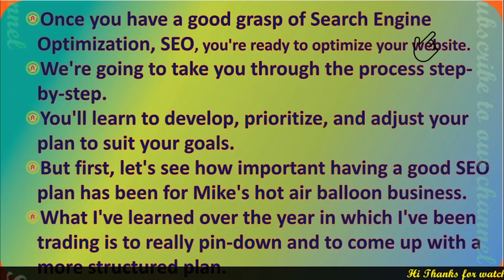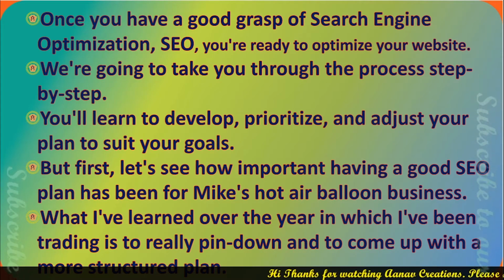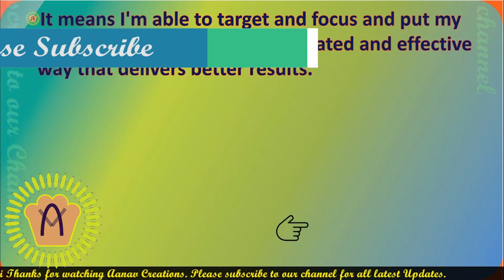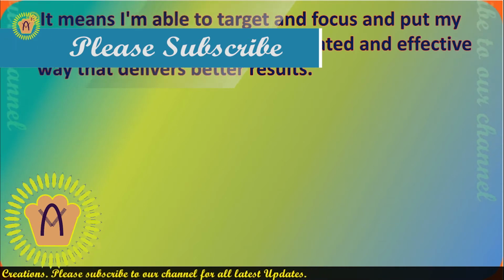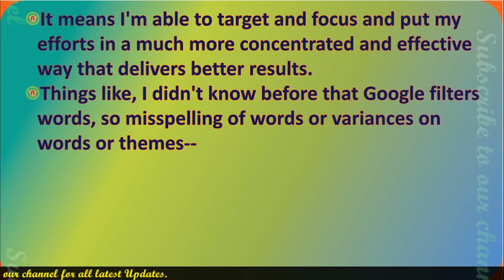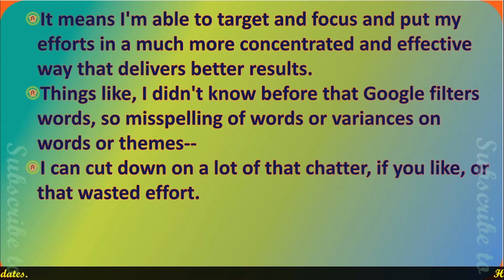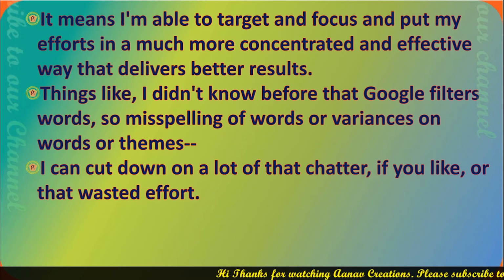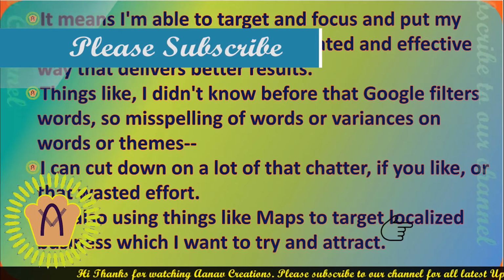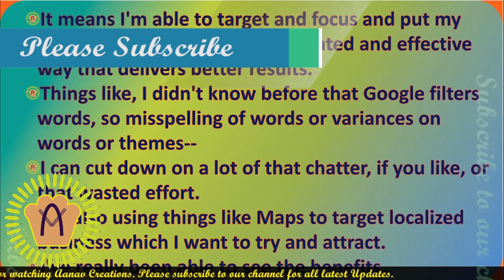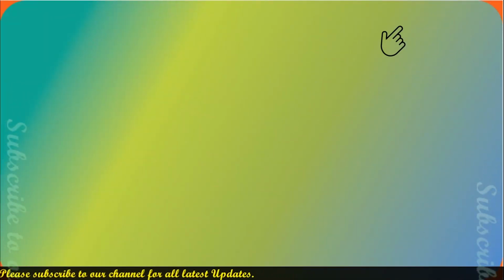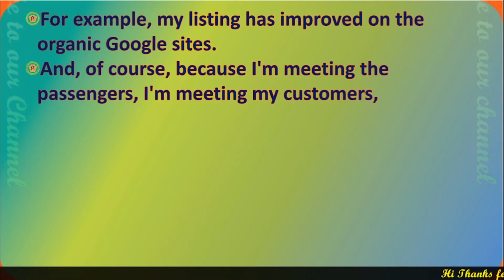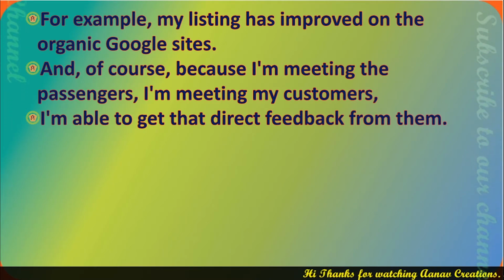What I have learned over the years in which I have been trading is to really pin down and come up with a more structured plan. It means I am able to target and focus and put my efforts in a much more concentrated and effective way that delivers better results. Things like I didn't know about before, the Google filter words, so misspelling of words and variances on words or themes. I can cut down on a lot of the chatter, if you like, or that wasted effort. I am also using things like maps to target localized business which I want to try and attract. I have really been able to see the benefits. So for example, my listing has improved on the organic Google results, and of course because I am meeting the passengers, I am meeting my customers, I am able to get that direct feedback from them.